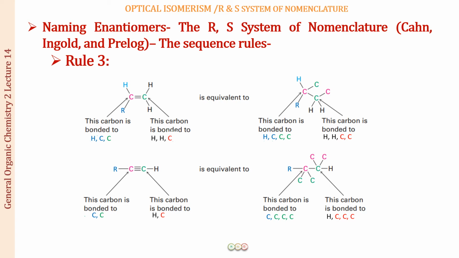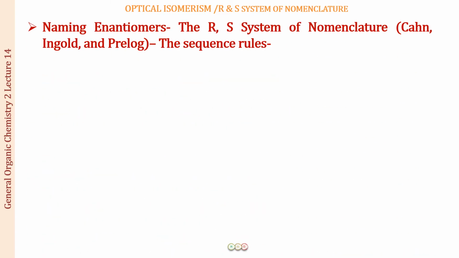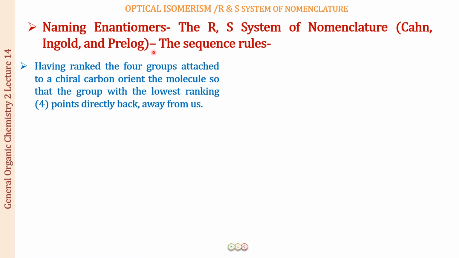I hope it is clear to you how we are going to open up a double bond or a triple bond, how you will be comparing them, and finding a priority order for the different groups. Now, once you have ranked the four groups attached to the chiral carbon, orient the molecule in such a way that the group with the lowest ranking, that is group number 4, points directly back away from us.